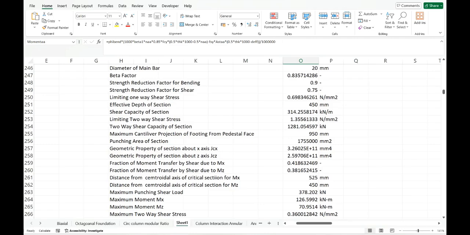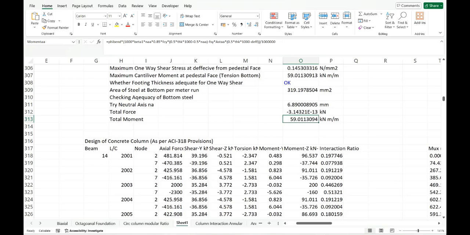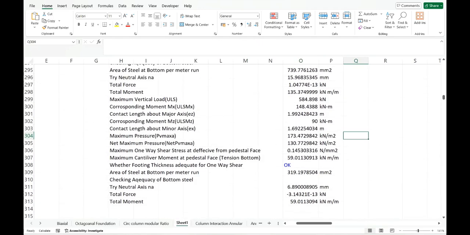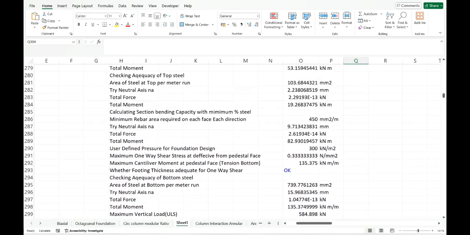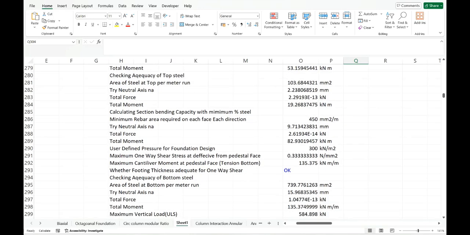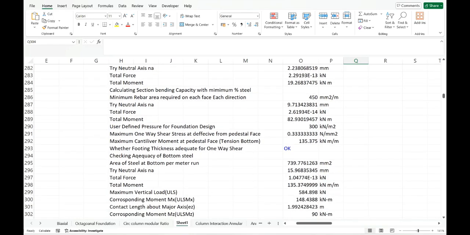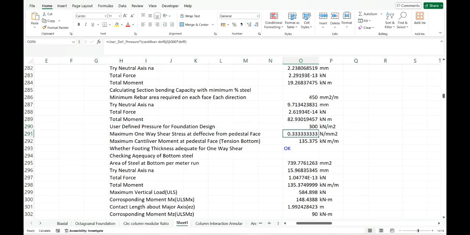Let us check the case for a user defined pressure of 300 kilonewton per meter squared. Let's see what is happening there. 300 kilonewton per meter squared is the pressure. Now we have calculated the one-way shear stress as 0.33 Newton per mm squared. Then the maximum cantilever moment is 135 kilonewton meter.